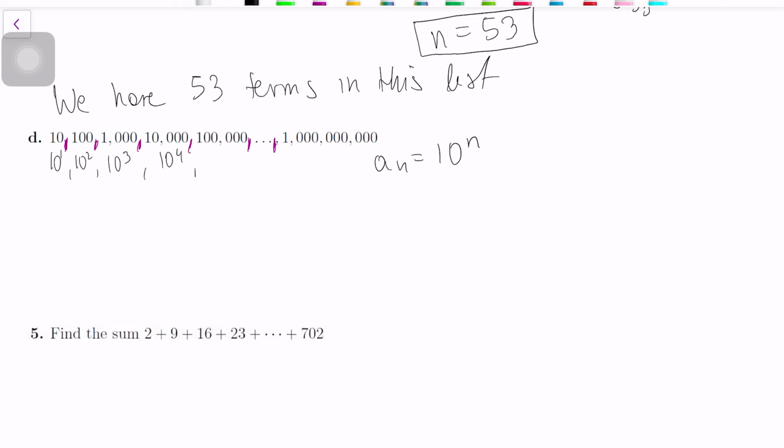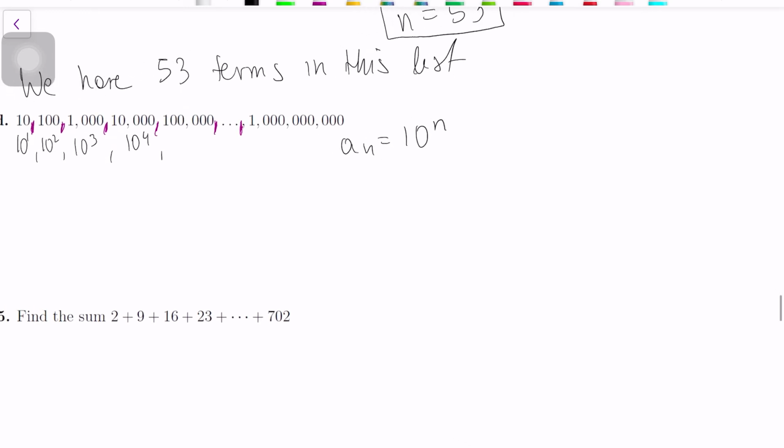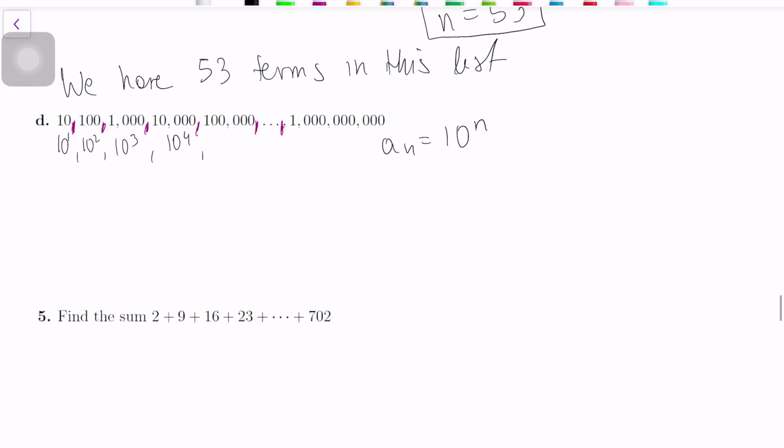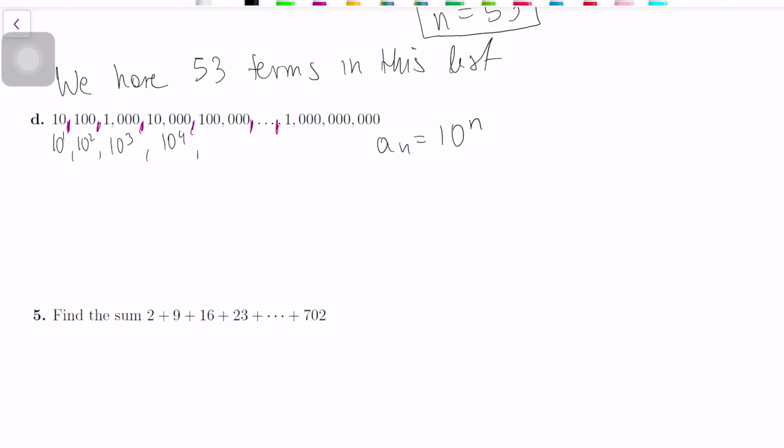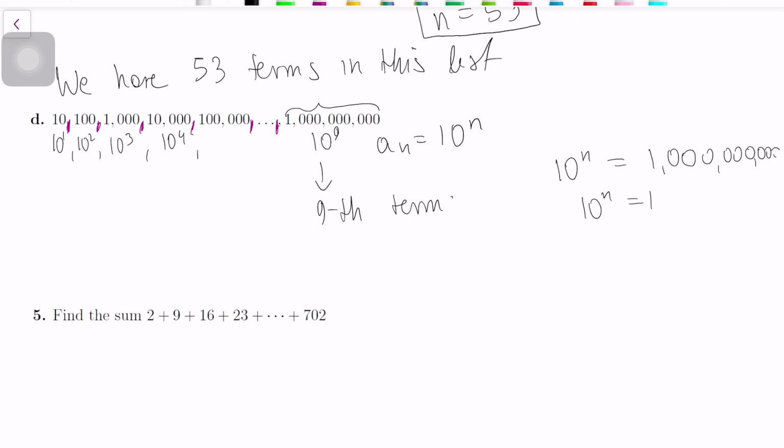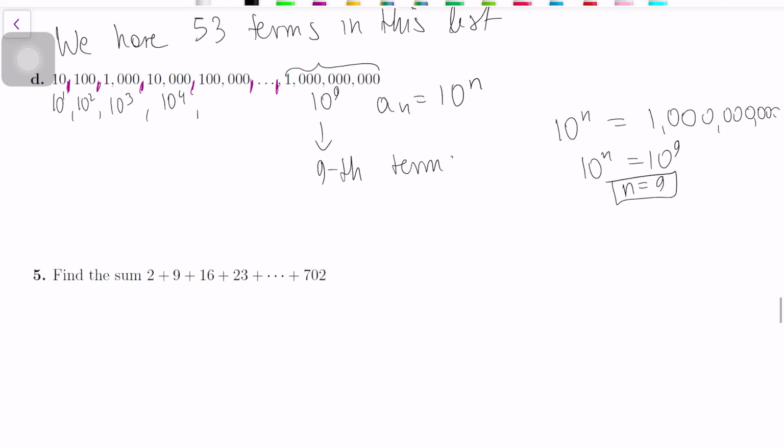Okay, so then obviously if the last one is 1 and 9 zeros, so 10 to the power 9. So this one is 10 to the power 9, that means it's a 9th term. Okay, so if you wanted to solve it as an equation, you have the general formula, you set it equal to the last one, you write it as base-like expressions, and n is 9. You compare the exponents. So we have 9 terms in this list.